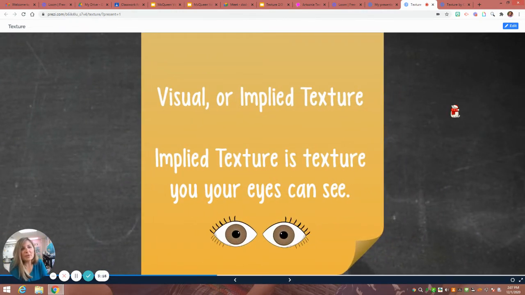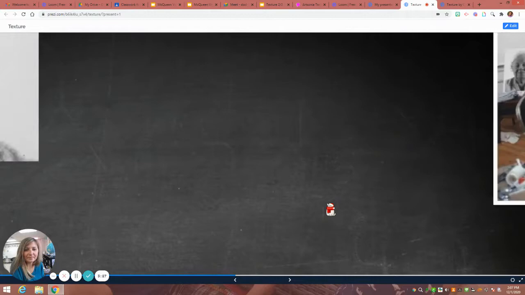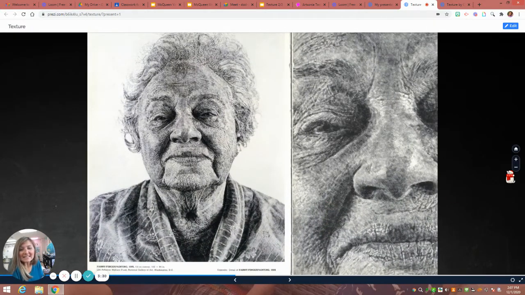The next type of texture that we're going to talk about is visual or implied texture. Implied texture is texture your eyes can see. This is a portrait. This is Fanny. It is by Chuck Close. And look at that texture. You can tell that she's older, like all of those age lines. But here's the cool thing about this. This was made out of fingerprints. He did this entirely out of fingerprints.